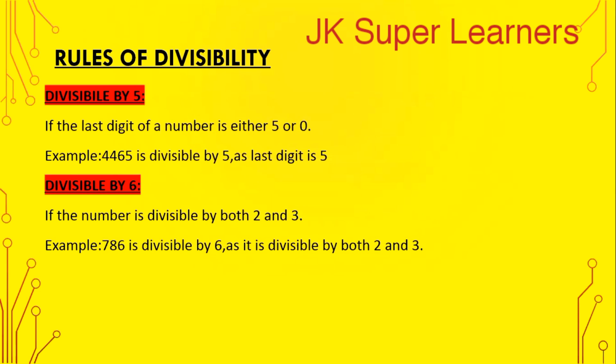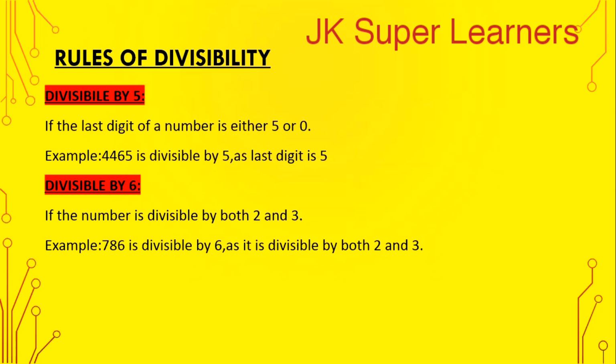Now next is divisible by 5. If the last digit of a number is either 5 or 0, then that particular number is divisible by 5. For example, 4465 is divisible by 5 as last digit is 5, and even if last digit of this number is 0, then it is also divisible by 5 according to rules of divisibility.